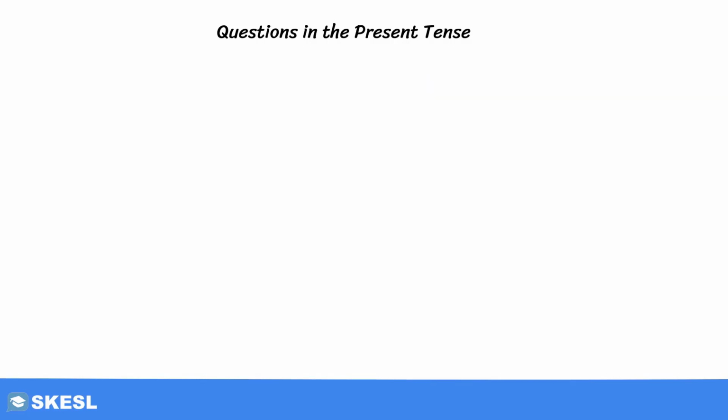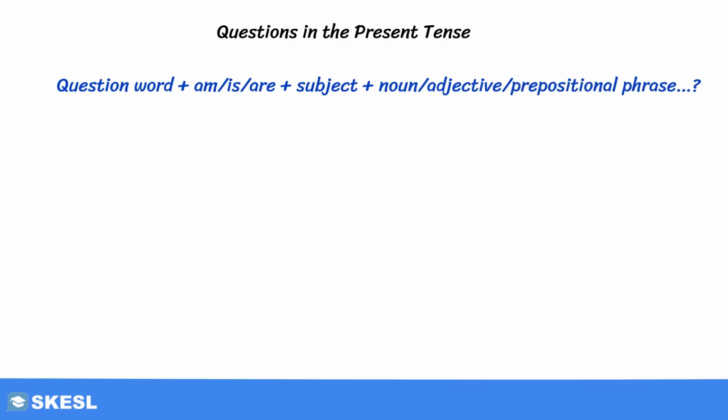Use this pattern with nouns, adjectives, and prepositional phrases. Remember to match the be verb with the subject. Question word plus am, is, are, plus subject, plus the noun, adjective, or prepositional phrase.